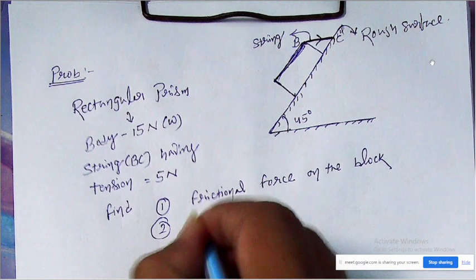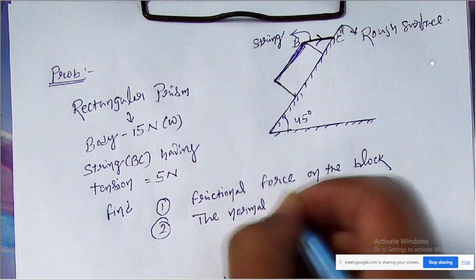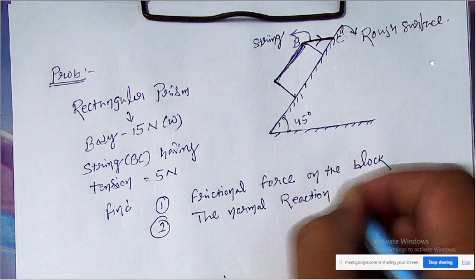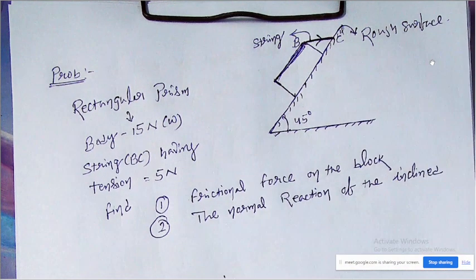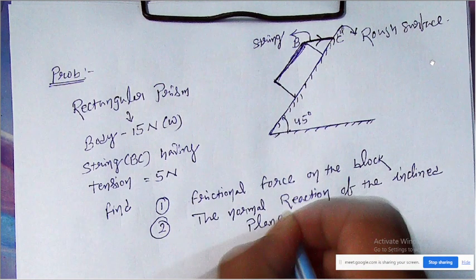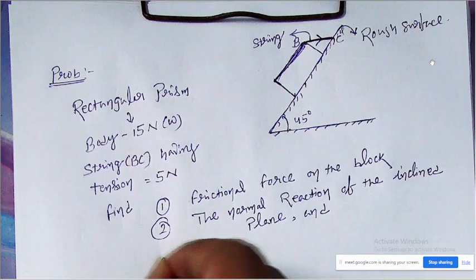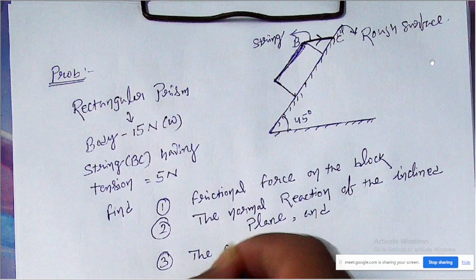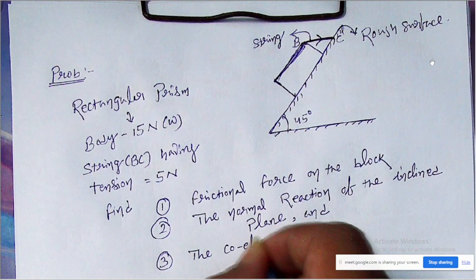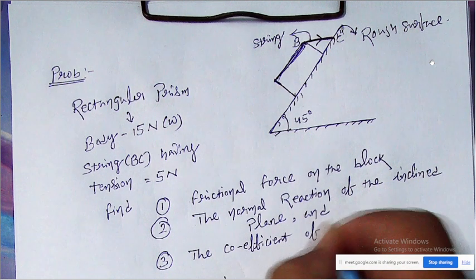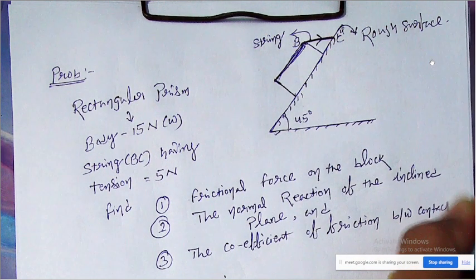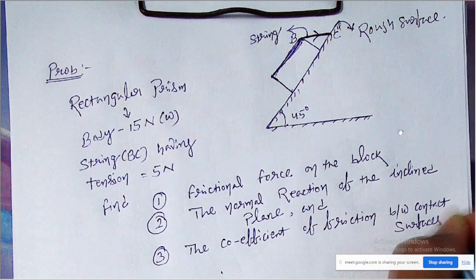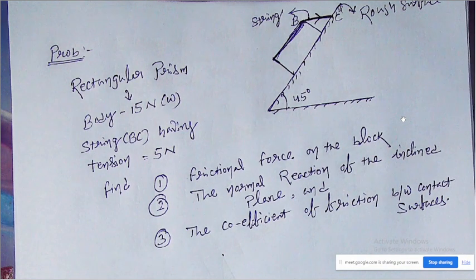Number two, what is the second one? Normal reaction of the inclined plane. And last one is coefficient of friction between the contact surfaces. So three things we have to find out here. So let us solve.